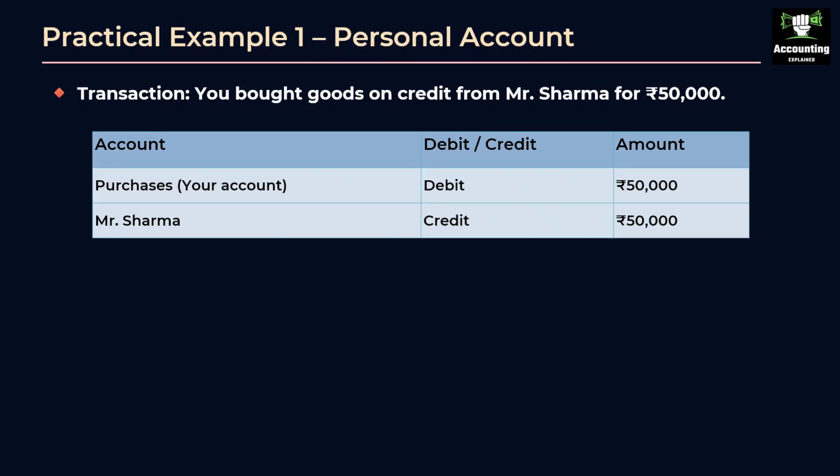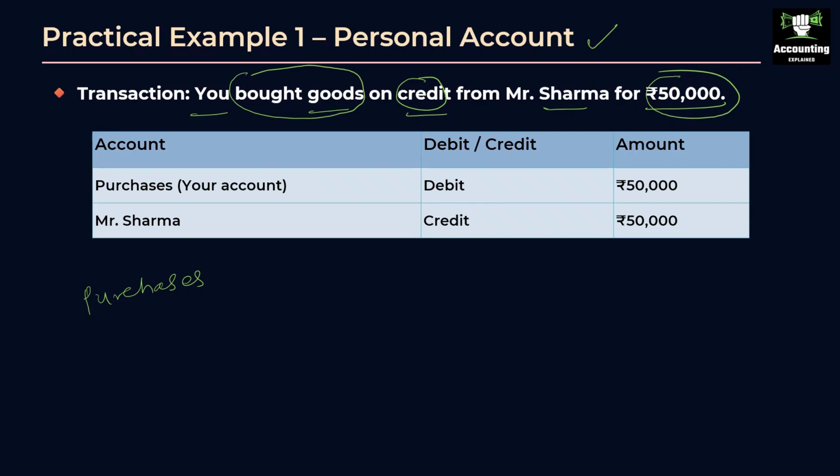Let us take some practical examples to understand personal account, real account and nominal account very easily. First, I'll take this transaction. You bought goods on credit from Mr. Sharma, rupees 50,000. First, remember bought goods means it is always purchases. You should not take goods. When you are buying goods for business, it is always purchases. Okay. On credit, you are not paying now, you are paying in the future. So that also should be considered. And you have bought goods worth rupees 50,000 on credit.